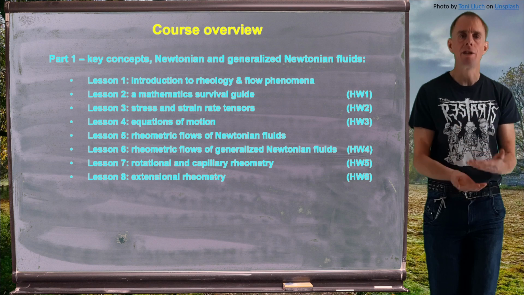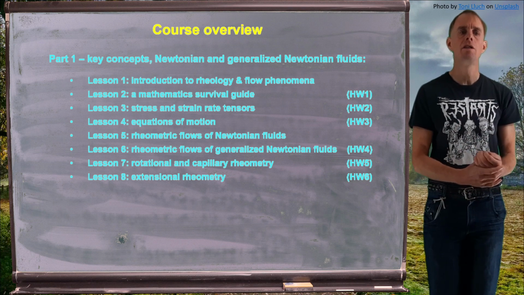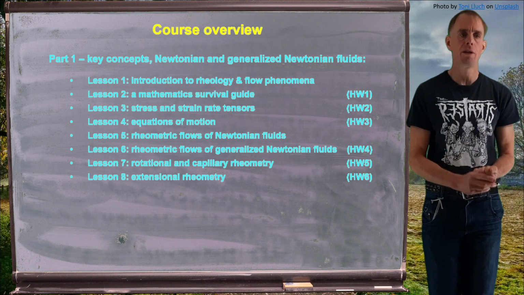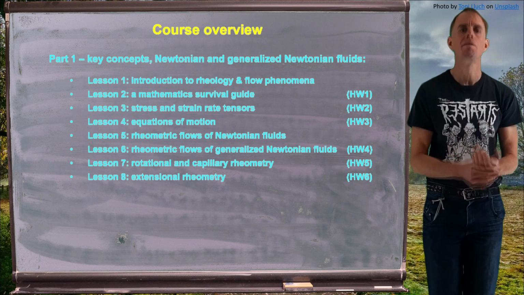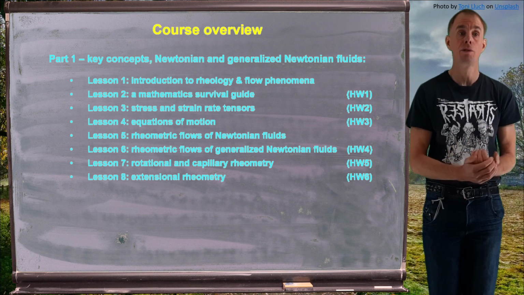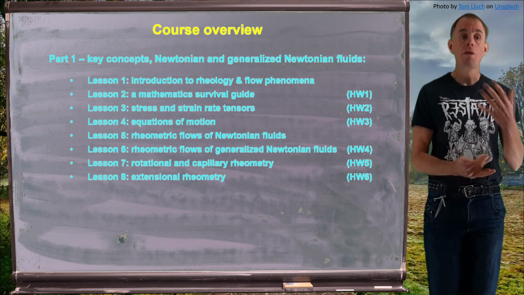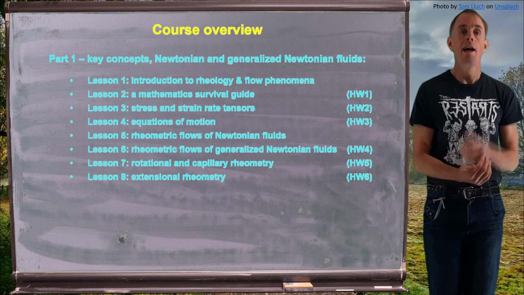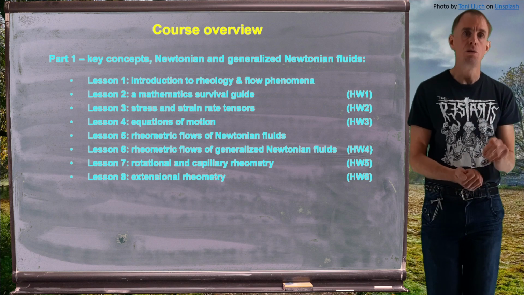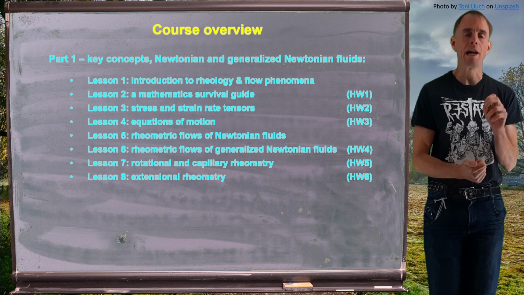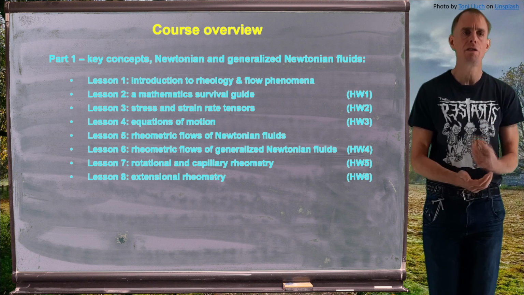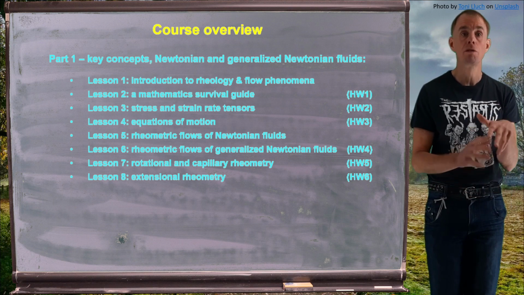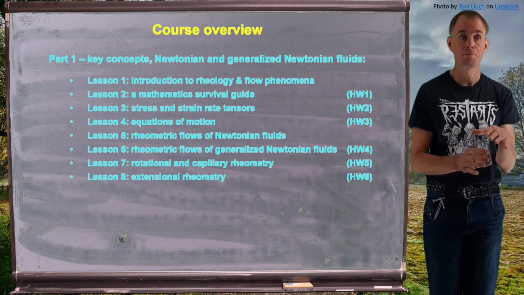We're then going to build on that in lesson 4 and look at how we can use these quantities in describing how fluids flow. And we're going to derive some equations of motion that allow us to describe how fluids flow. We're then going to go in lesson 5 to look at some flows of Newtonian fluids, with a focus on those flows that are used in tools that uncover the rheology of a material. So we're going to look at rheometric flows. We're going to look at flows in capillaries and flows in between rotating cylinders, which we call Couette cells.